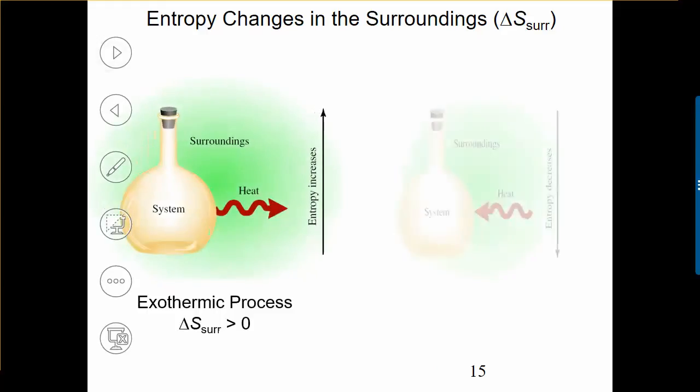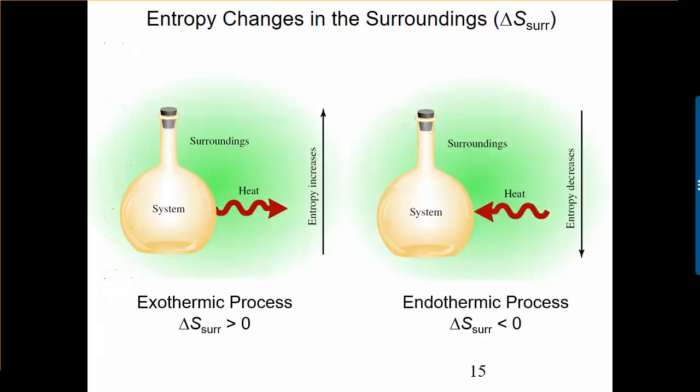We can describe entropy for the system and for the surroundings, just like your enthalpy. If your enthalpy is decreasing for the surroundings, it's increasing for the system, and vice versa. Here we see that process again, surroundings to the system. Here the heat is being released from the system to the surroundings, so the delta S for the surroundings would be greater than 0. It would be increasing.